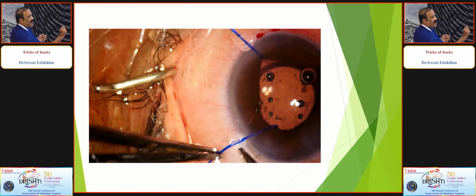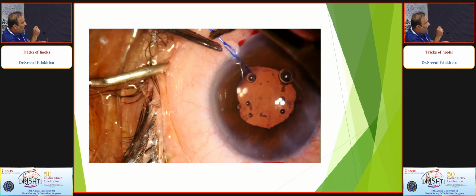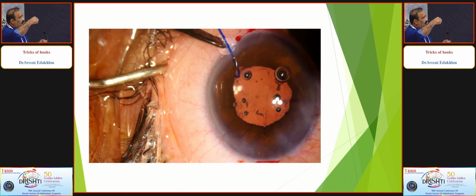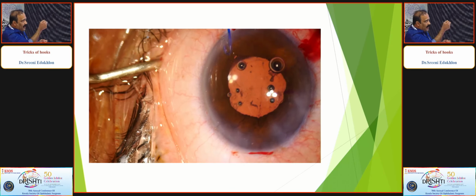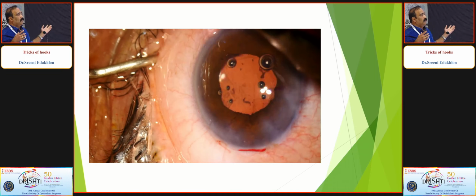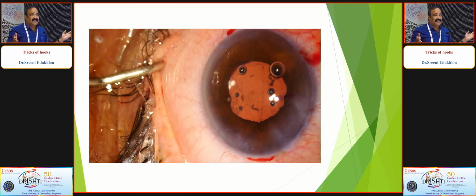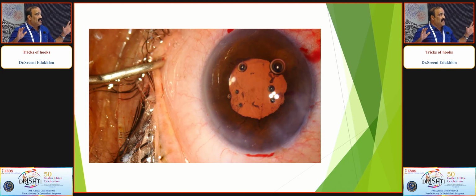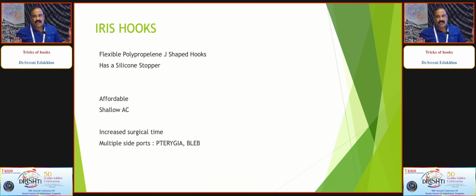I pulled it up a little bit more. Hold the stopper, push it in, turn it, then just pull it out. It makes the surgery so simple. Result-wise, this is good. The disadvantage for me is that you have to make five entries and put the hooks in. It takes much more time than what I usually do.